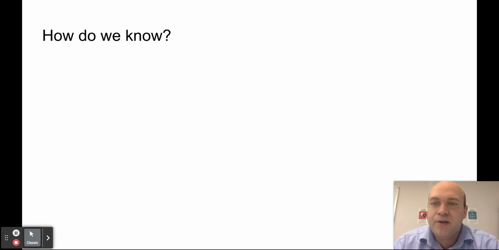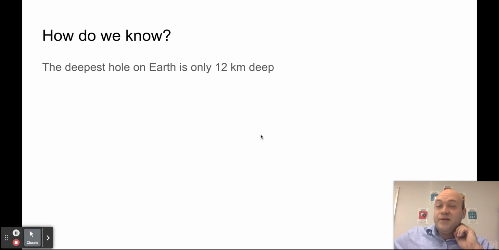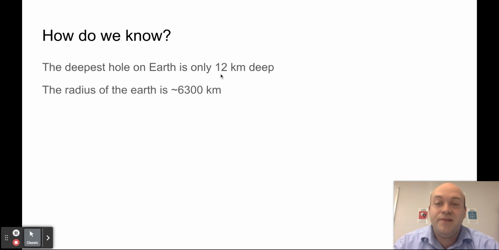So a natural question is how do we know what these layers are made of, because we haven't been there. The deepest hole on Earth is only about 12 kilometers deep, and that was a man-made hole, a project to try to drill through the crust of the Earth. They missed it by a little bit. They didn't quite get through the crust, but still 12 kilometers versus the radius of the Earth, 6,300 kilometers. Okay, so we're nowhere close to actually having seen or taken samples from any of these other layers.